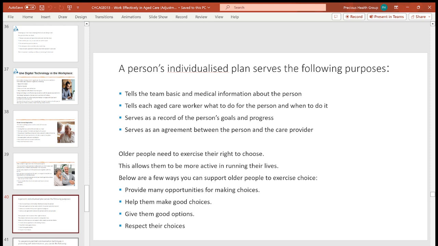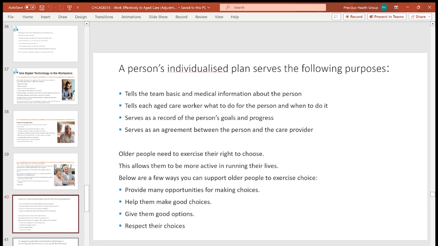Older people need to exercise their right to choose. This allows them to be more active in running their own life. And below are a few ways you can support an older person to exercise this particular choice. That is the first standard. Standard one, dignity and choice.